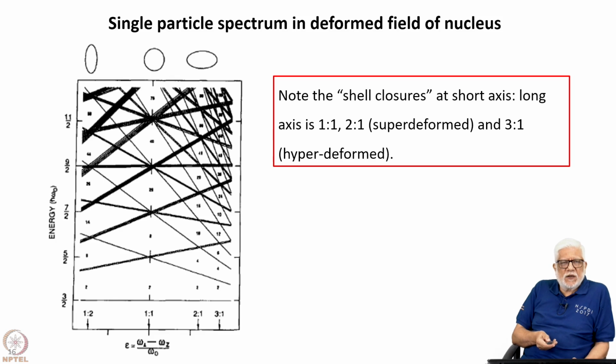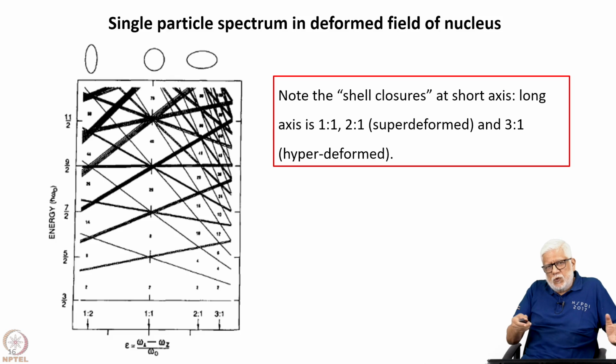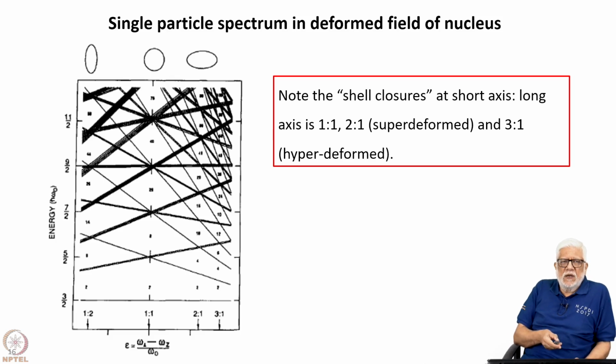The single particle spectrum in a deformed nucleus, again this is the same thing, but plotted over a larger deformation space, and you can see that, of course, we have seen this bunching of levels in the spherical case, where the axis ratio is 1:1 along all directions, 1:1:1 actually. In the case of prolate deformation, where the long axis is a factor of 2 larger than the short axis, again you see bunching of levels.